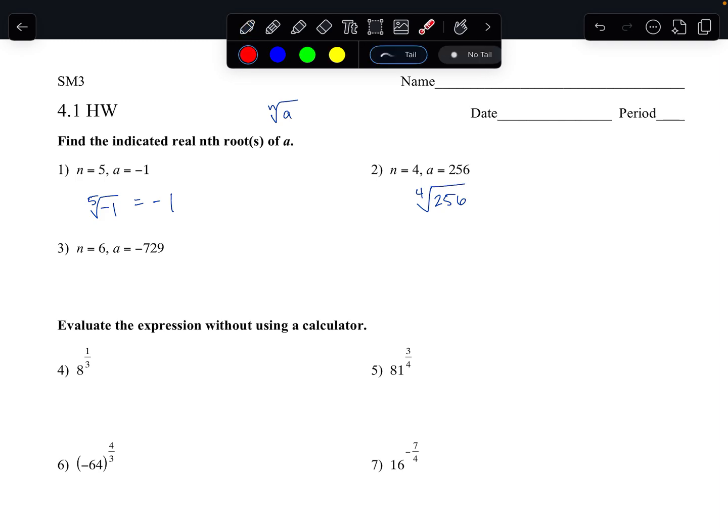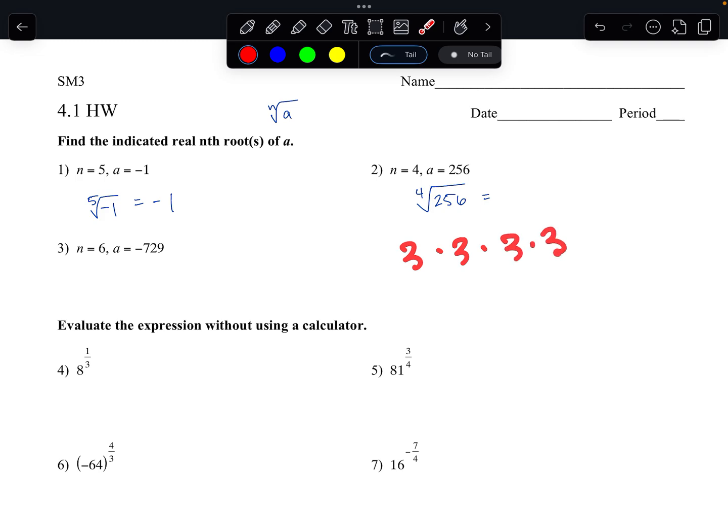And for 2, it's saying the fourth root of 256. So what number multiplied by itself 4 times over is going to be 256? And if you're really not sure, you can just start with 2 times 2 times 2 times 2. This is going to be 4, that's going to be 4, 4 times 4 is going to be 16. Okay, so it's not going to be 2. You can do 3 times 3 times 3 times 3.